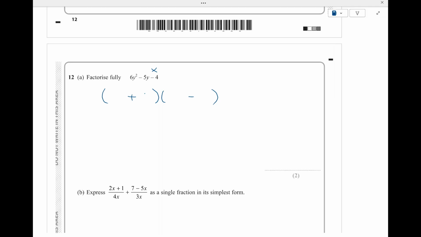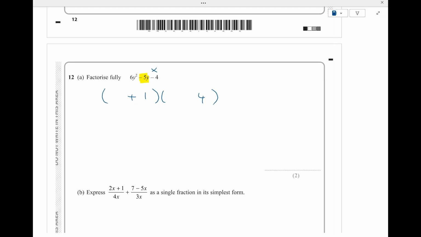Let's go 2 and 2 to start with, though I have to say I have a suspicion it won't be 2 and 2. And let's do 6y and y, or we could do y and 6y, couldn't we? I've got to get minus 5y, haven't I, here? And so I'm looking at that, thinking it's not going to work. So I'm going to try 1 and 4.